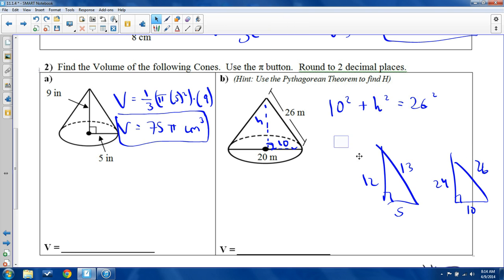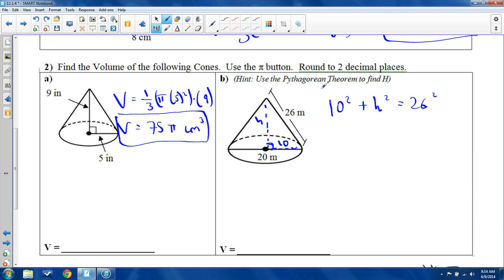You might have to know that yourself or use the Pythagorean theorem, but I know h will be 24. Don't take my word for it. Do it yourself. See what you get, but you get 24 meters for h. And by the way, our radius was 10.